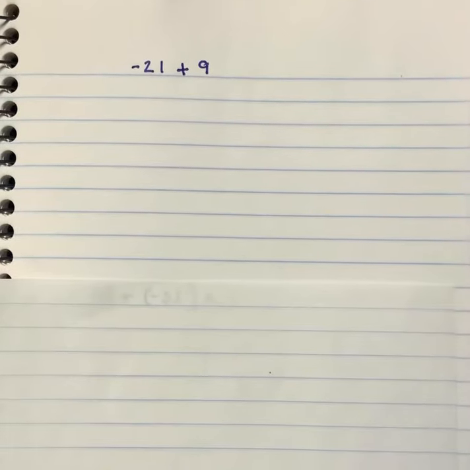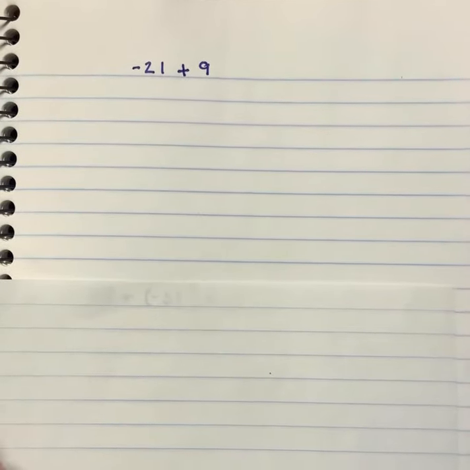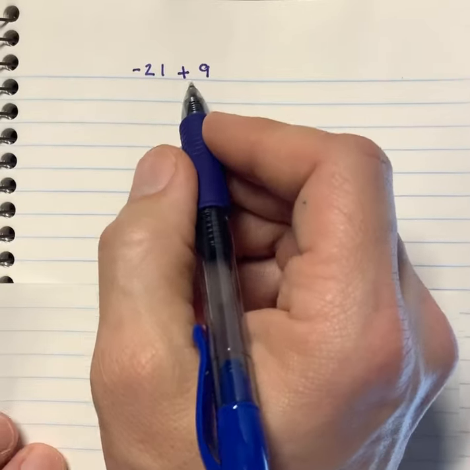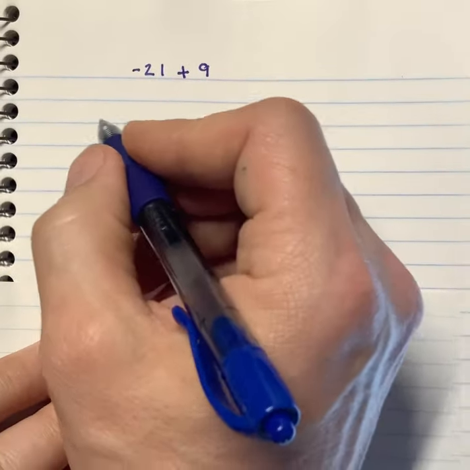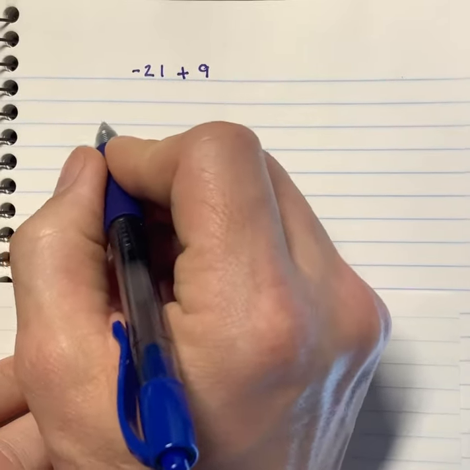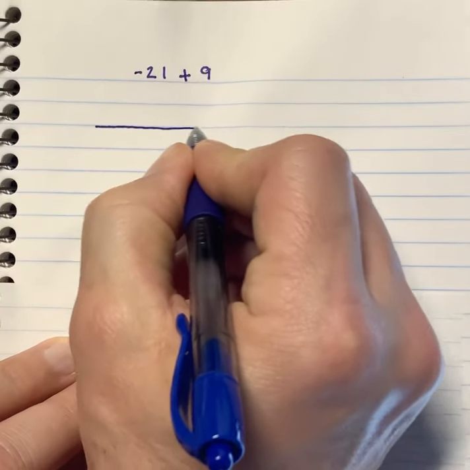All right, we are going to be adding some positive and negative numbers right now. We have negative 21 plus 9. The easiest way to think about this when you're first starting to add and subtract negative numbers is to use a number line.